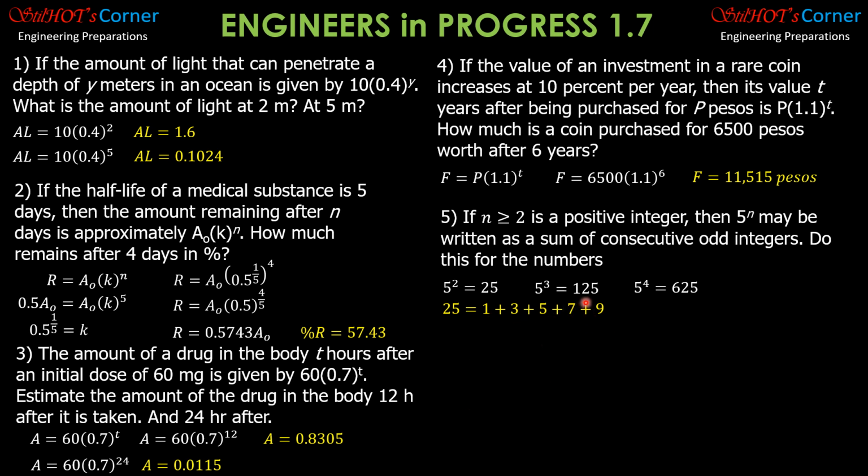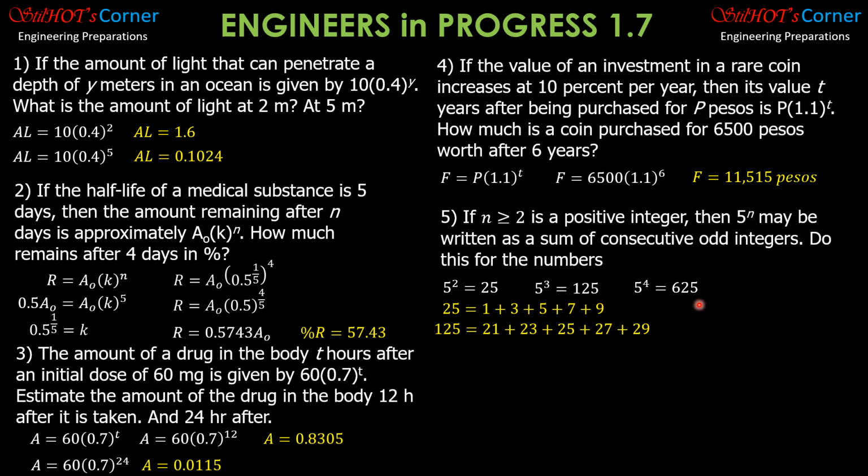For the second part, 125 minus the same 2 plus 4 plus 6 plus 8, so 105 divided by 5, 21. So the consecutive odd integers would be 21, 23, 25, 27, 29. So 125 is equal to 21 plus 23 plus 25 plus 27 plus 29.